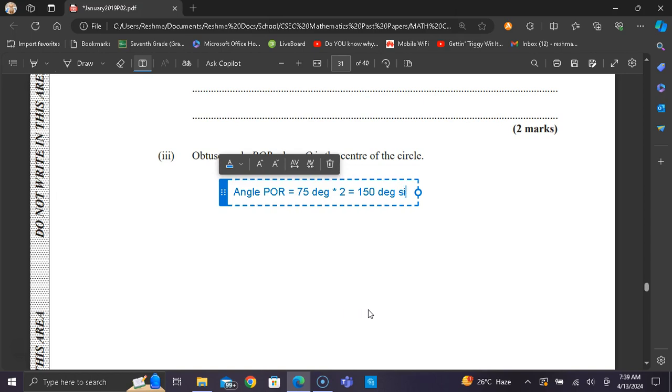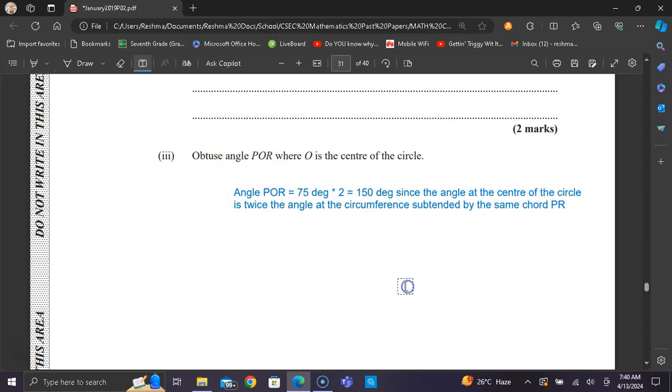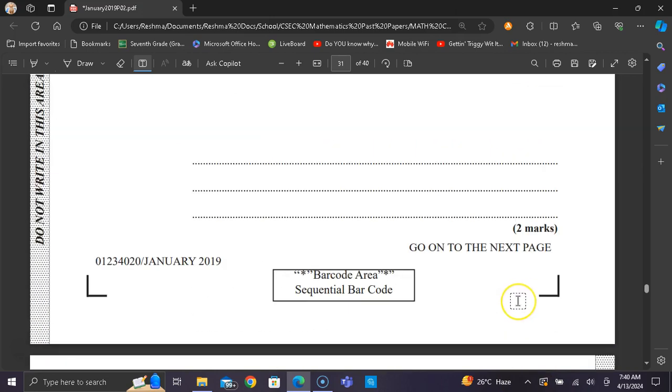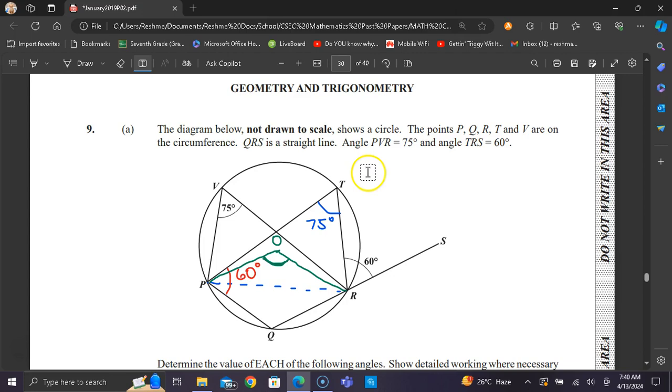Since the angle at the center of the circle is twice the angle at the circumference subtended by the same chord PR. That's your 2 marks, and that is completing part E, the circle theorems of question 9, January 2019.